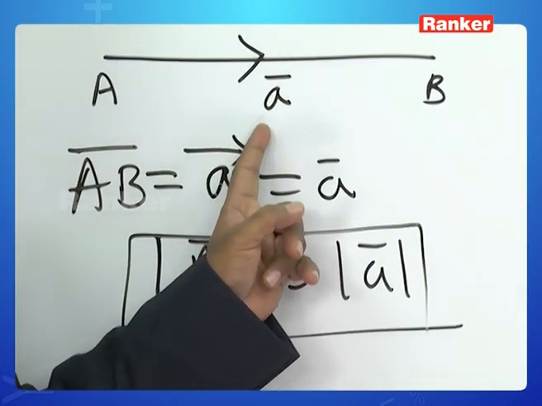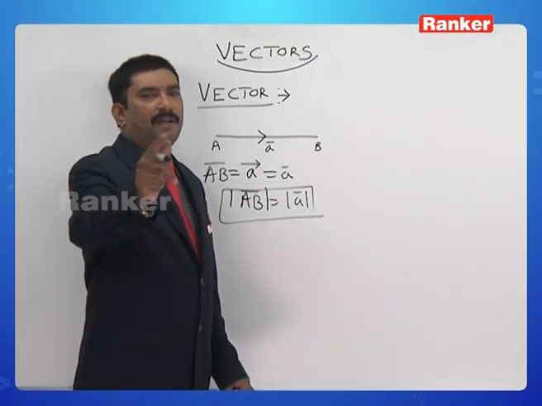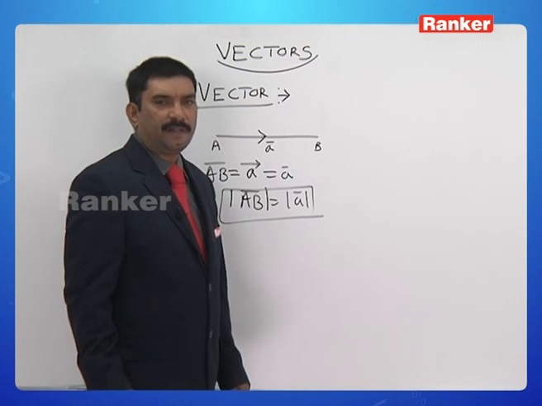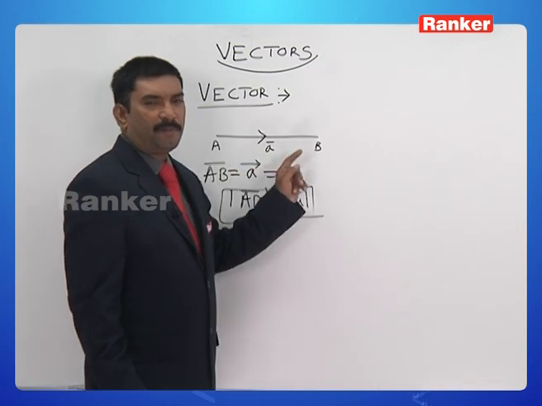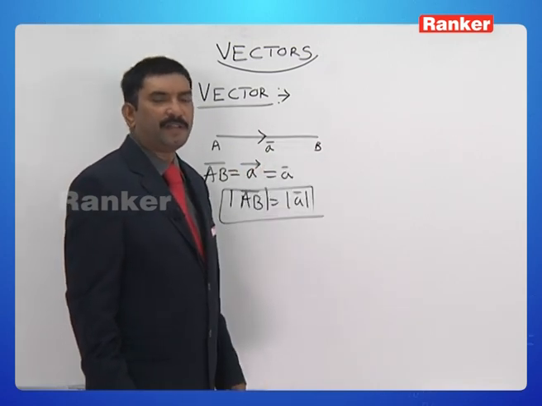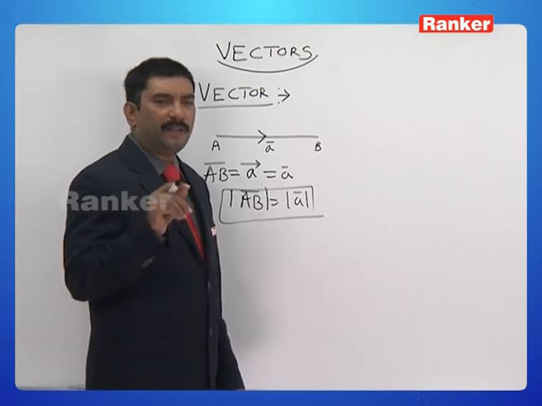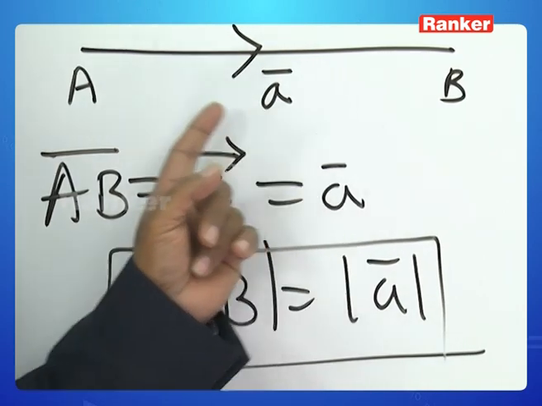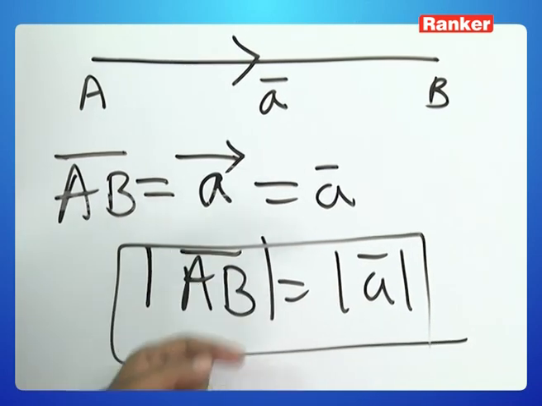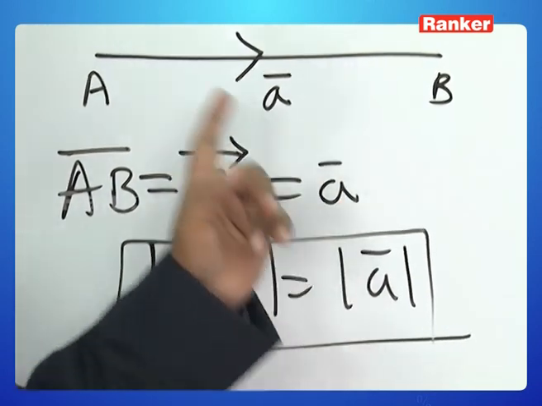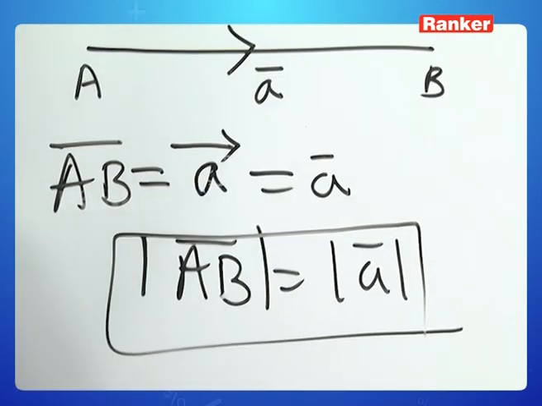Now, when this vector is denoted by a directed line segment, A is the initial point and B is the terminal point. Then this vector A bar is denoted by the directed line segment AB bar, equal to A bar, or else with an arrow mark like this. Simply. So its magnitude is the modulus of A bar.